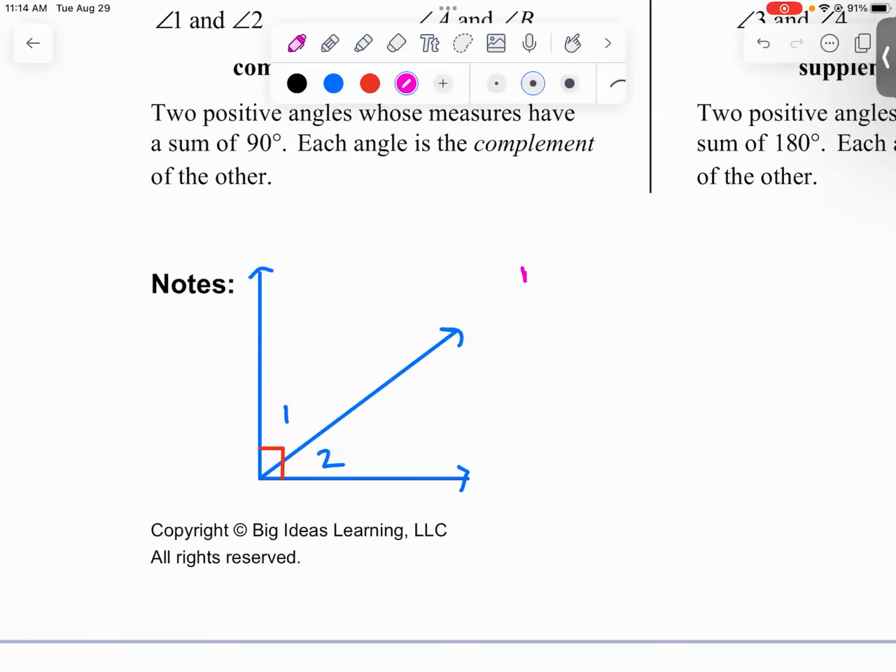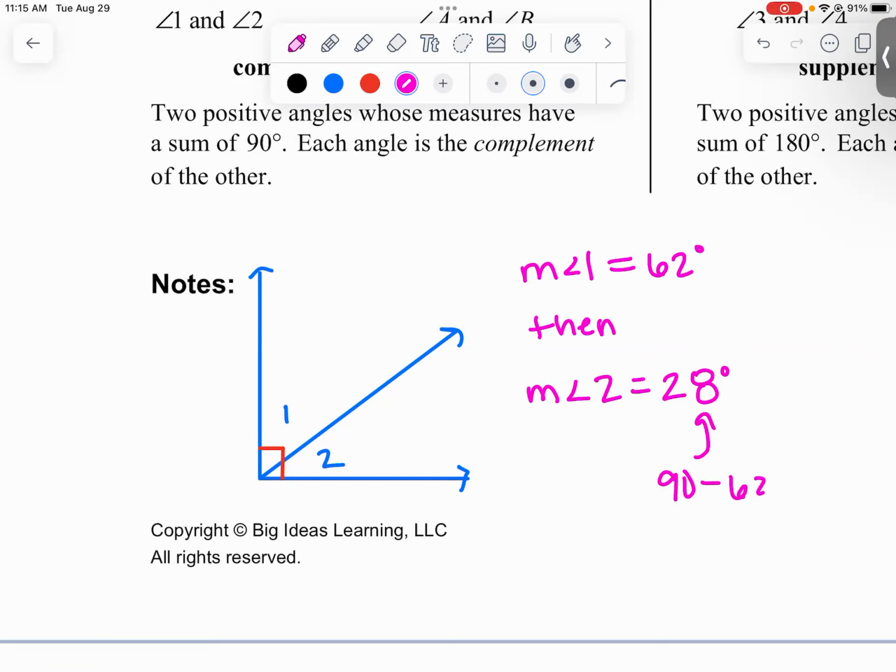I am going to say, okay, if the measure of angle 1 is 62 degrees, then Braden, what would we know about the measure of angle 2? He says that very hesitantly. He'd be 28 degrees. Okay, how did you get 28? Okay, he took 90 minus 62 to get 28.